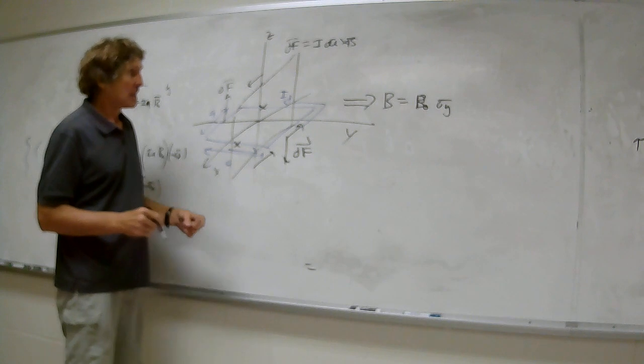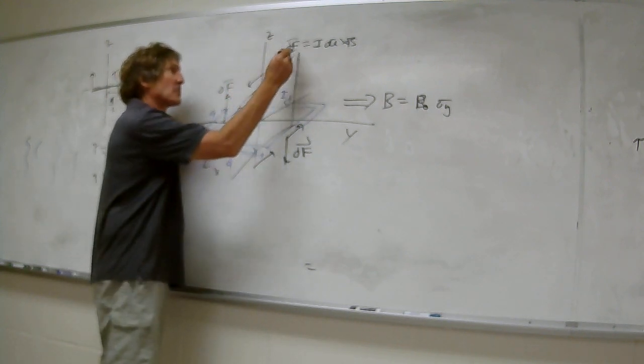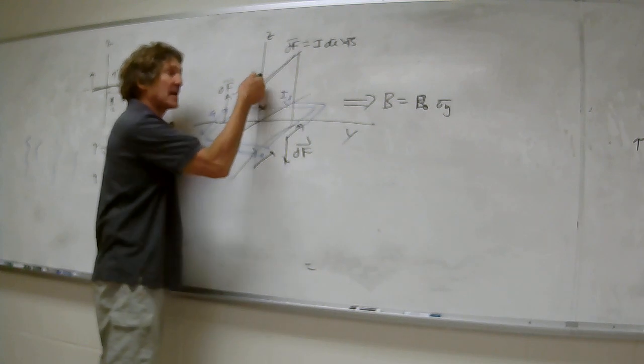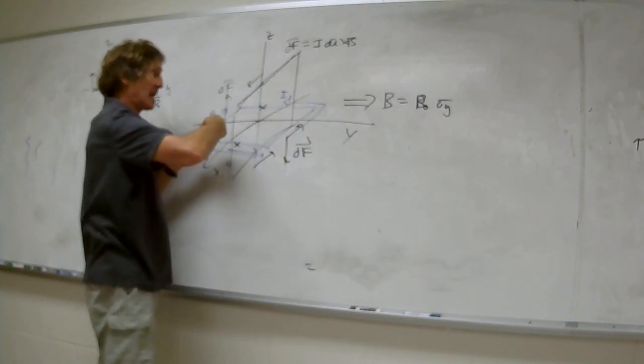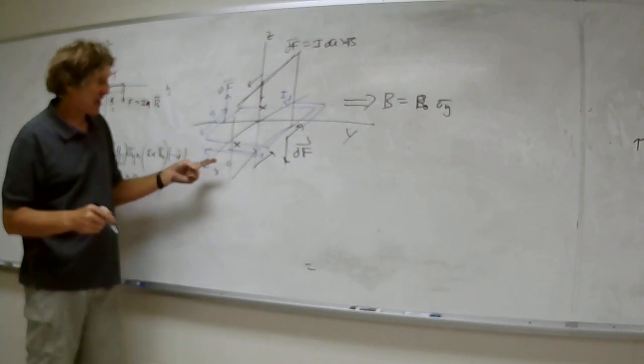Well, what's the torque on this one? I mean, the force on this one? We've got IDL cross B, right? It's downward. You all see that? What about the bottom one?